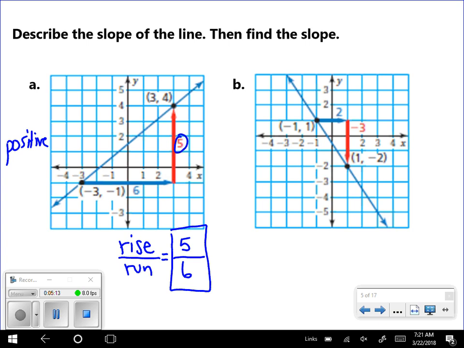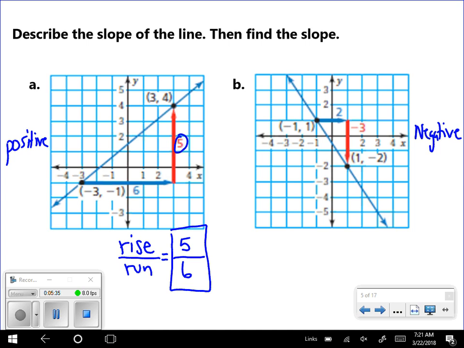Remember, this tells us how steep the line is. A slope of 1 would be pretty steep, so this is about 5/6, which is pretty steep as well. Okay, describe the line here. We're falling from left to right, so this is going to be a negative slope.